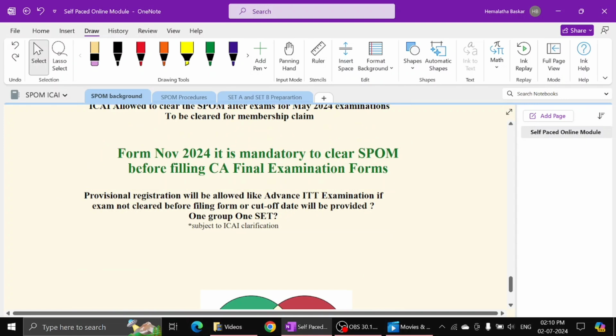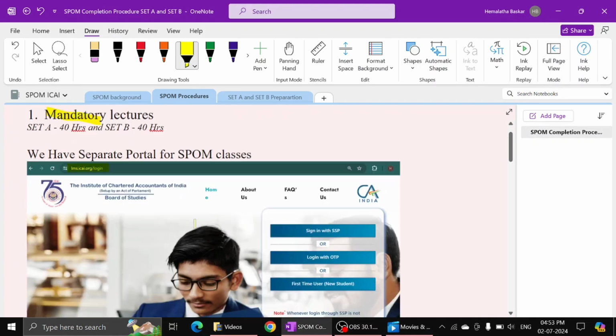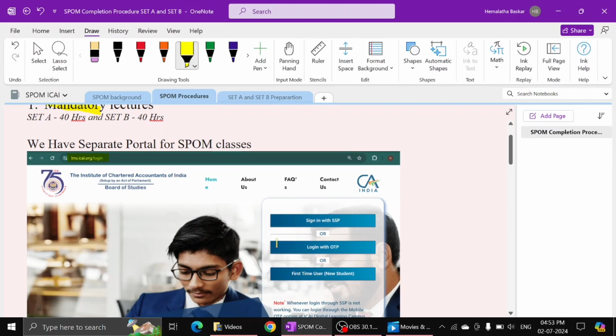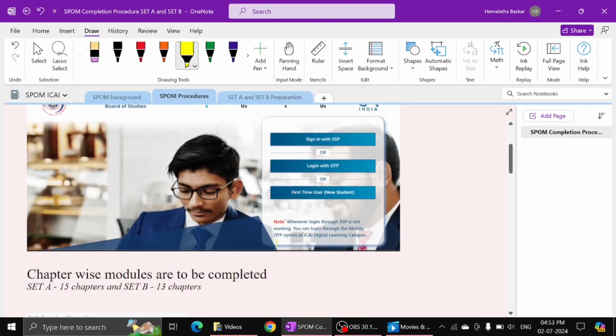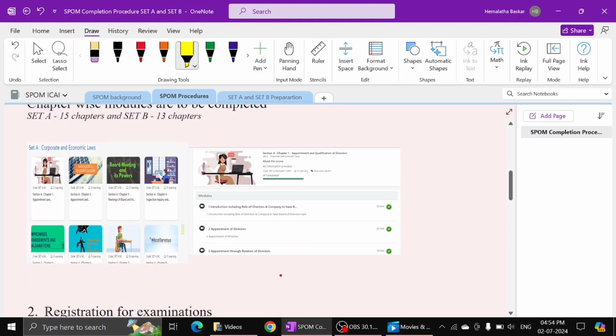So, without any delay, let's proceed to the procedures to complete SPOM. Mandatory e-learning, registration for examination, preparing, appearing and clearing the examination is the process to complete SPOM. With respect to the mandatory lectures, we have a separate portal available in the SPOM notification. Accessing that, we can go to the dashboard and select the set we want to continue. Set A consists of 14 plus 1, 15 chapters. Set B consists of 13 chapters. Each chapter consists of lessons approximating from 20 to 60 minutes.